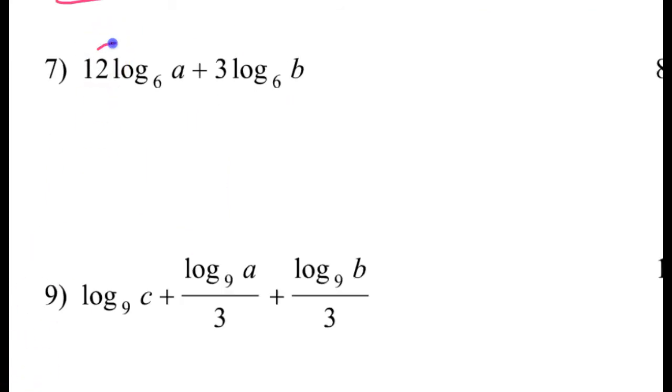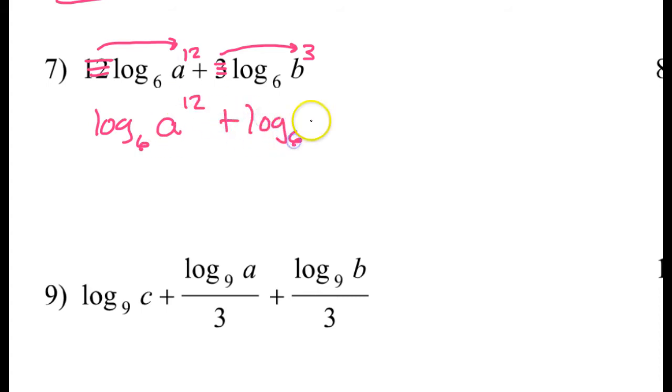Let's start by dealing with these coefficients, which will become exponents because of the power rule. So that means we have log base 6 of a to the 12th power plus log base 6 of b to the 3rd power. Then we can use the product rule and condense this down to log base 6 of a to the 12th power b to the 3rd power.